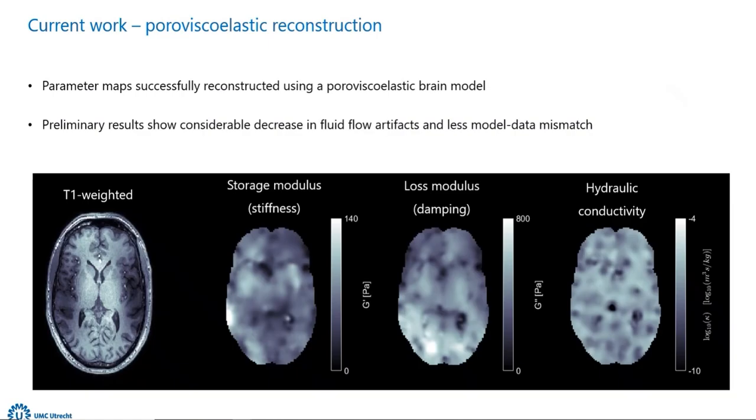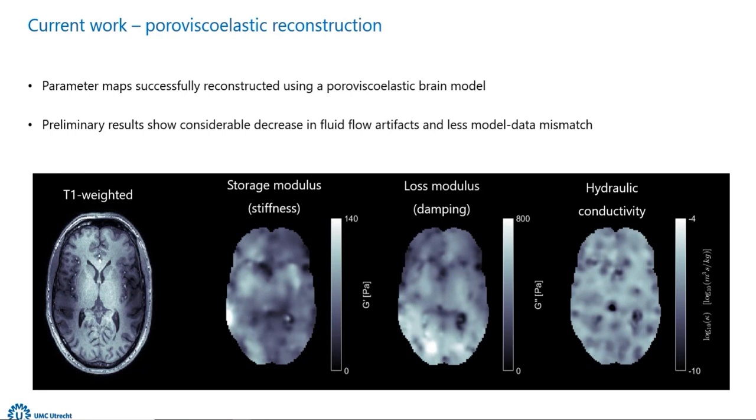So here I'm going to show you some preliminary results of this, in this case, poroviscoelastic reconstruction. We successfully reconstructed these poroviscoelastic brain models or parameter maps. Here the parameters are a little bit different. We have the storage modulus, which roughly corresponds to the stiffness, the loss modulus, which is the damping, and then this hydraulic conductivity parameter that I referred to before. And the thing I want to highlight here is that we see exactly what we wanted to see.